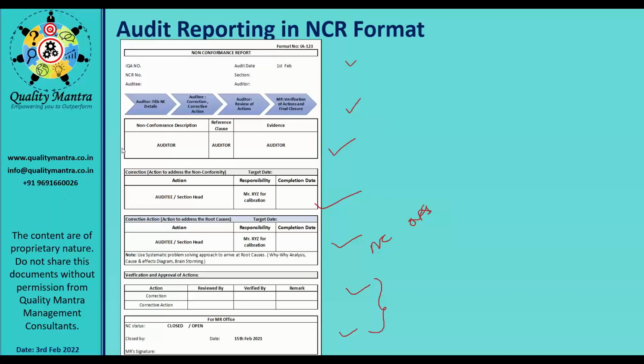This is one of the formats we have discussed yesterday, audit reporting in NCR format. Then your company must be having some other format. It's okay. ओनली थिंग वहां पे करेक्शन, करेक्टिव एक्शंस होना ही चाहिए. किसकी रिस्पॉन्सिबिलिटी है? होना ही चाहिए. नॉन कन्फर्मेंस का प्रॉपर डिस्क्रिप्शन, क्लॉज रेफरेंस या डॉक्यूमेंट रेफरेंस, एविडेंस, ये होना ही चाहिए, है ना. नॉर्मली ये होना ही चाहिए. ठीक है. So if you people require, I can share this format also with you.